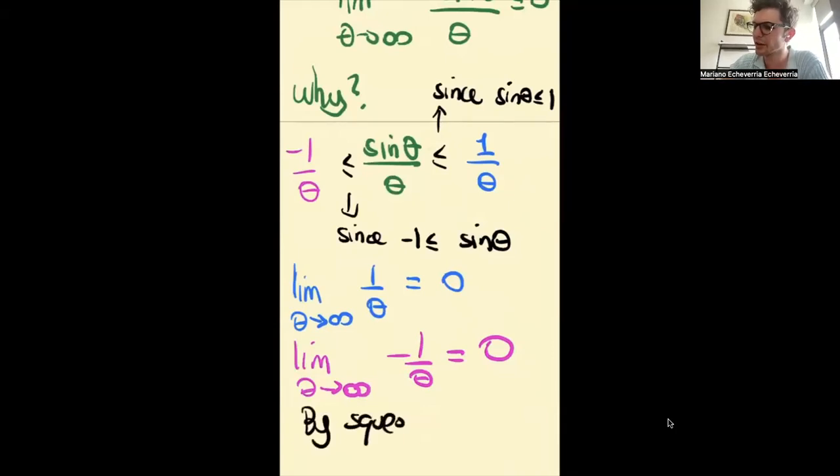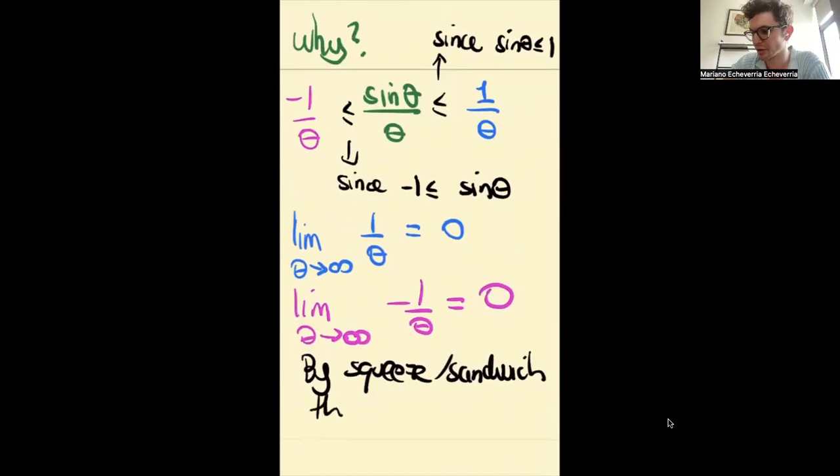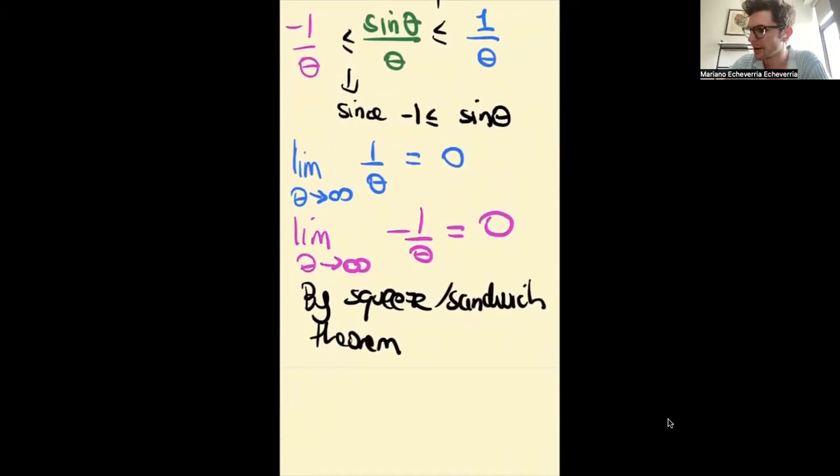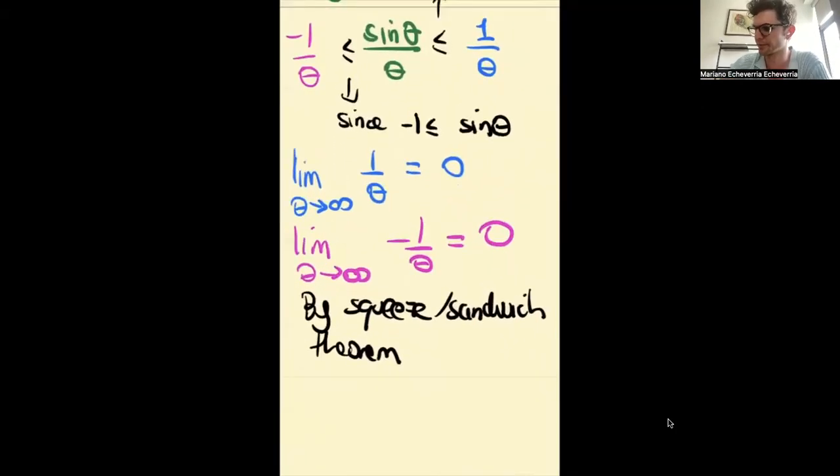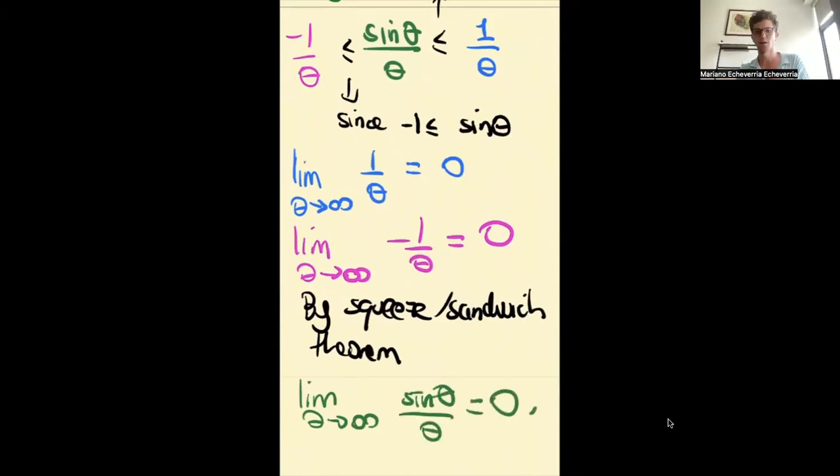I mean, you can call it squeeze theorem or sandwich theorem. Either name works. The book uses sandwich, so you can just call it sandwich if you prefer. But I think squeeze theorem is more common. Is that okay? Is that making sense? Any questions about this?